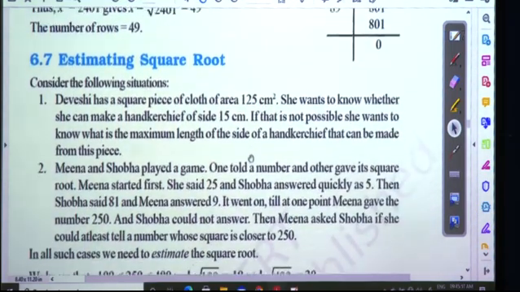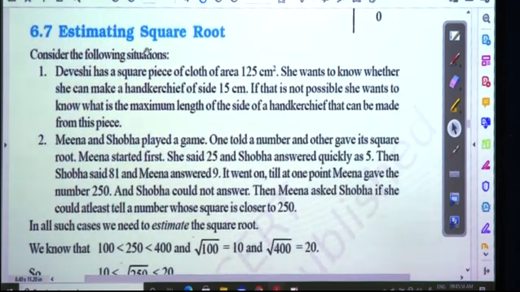Next, what has been the next thing that has been explained to us? Estimating square root. Consider the following situations. Deveshi has a square piece of cloth of area 125 centimeter square. She wants to know whether she can make a handkerchief of side 15 centimeter. If that is not possible, she wants to know what is the maximum length of the side of a handkerchief that can be made from this piece.